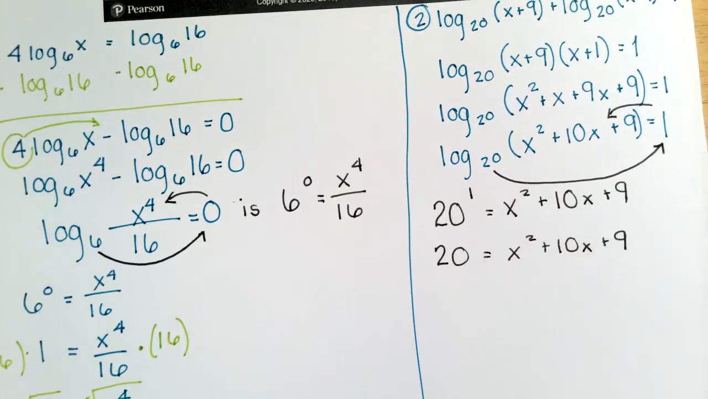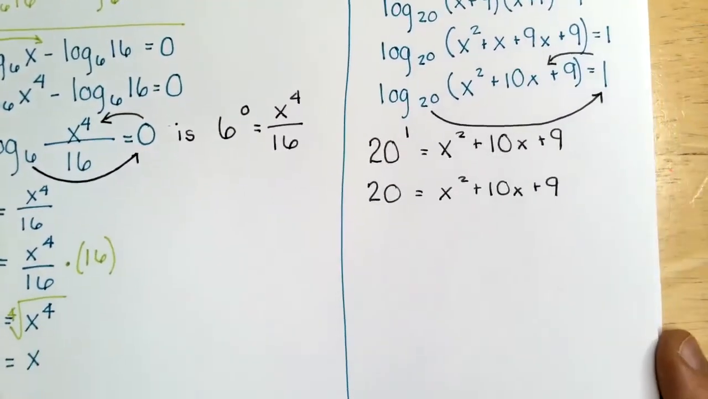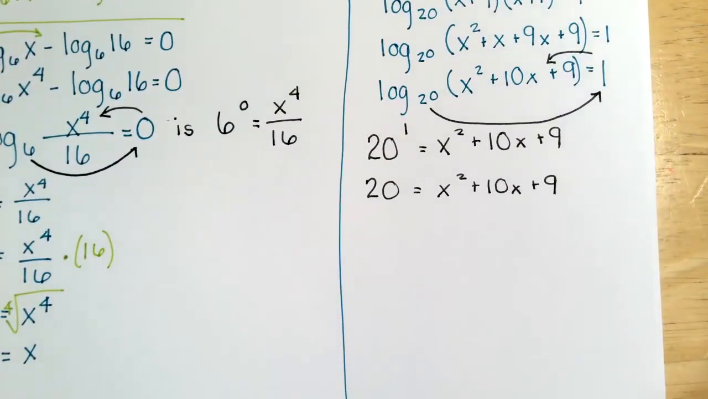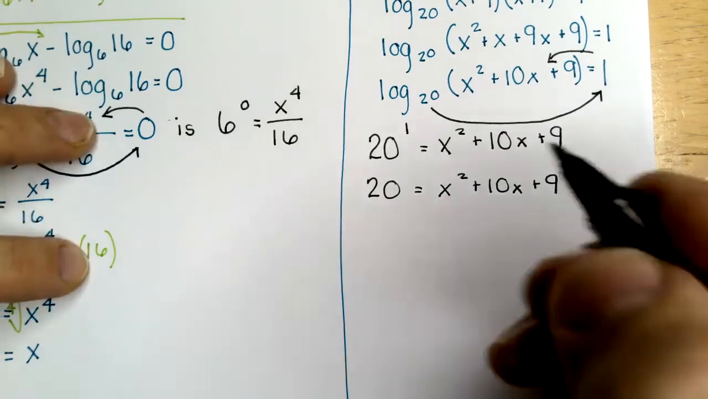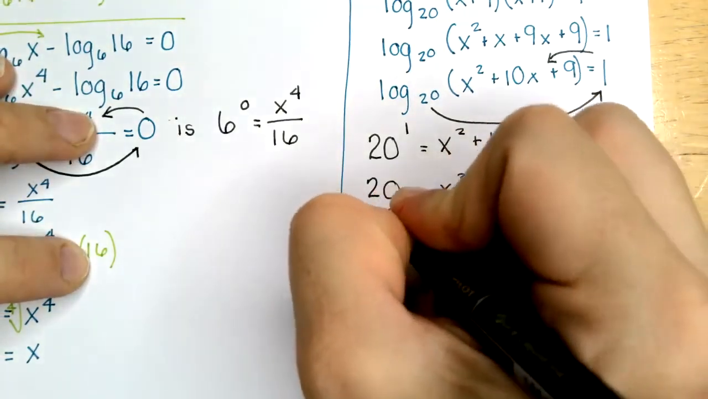Now I know I just have a quadratic equation, right? If I move that 20 over, set it equal to 0, I can use factoring, or if I don't see a factor, I can use the quadratic formula to find my answers. So let's move that 20 over.